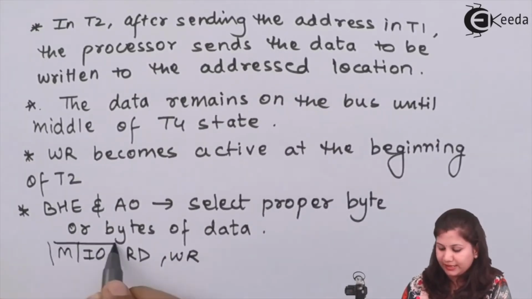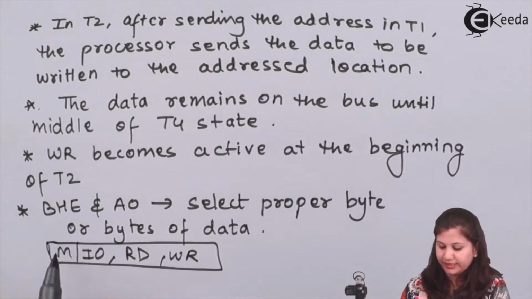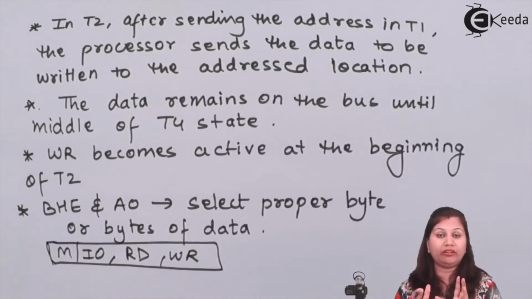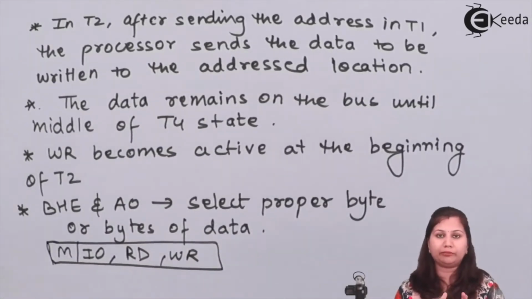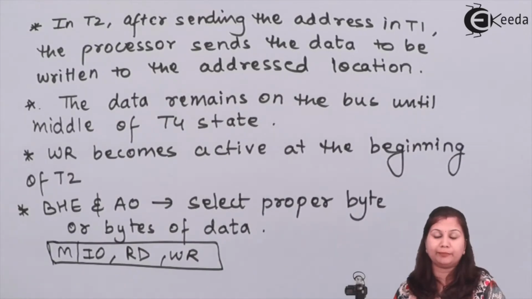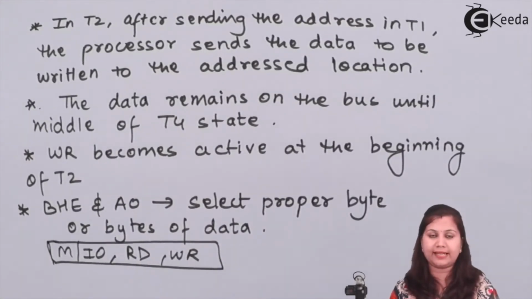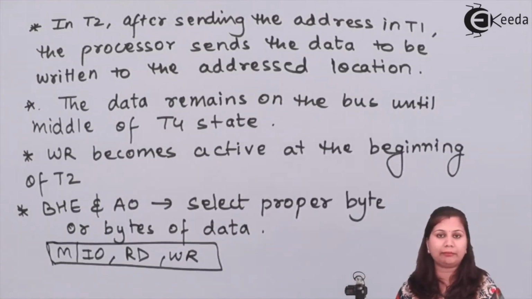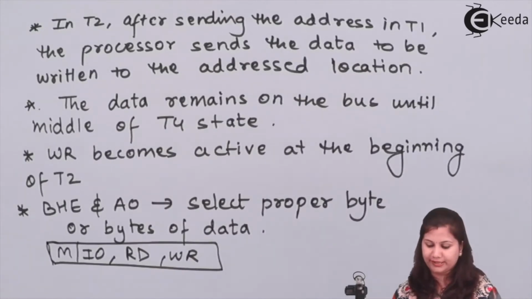So these signals decide whether this is a memory read, memory write, input output read or input output write machine cycle. The timing diagrams are the same. The timing diagram for the read and the opcode fetch machine cycle is the same. And then we have the timing diagram for the write machine cycle.